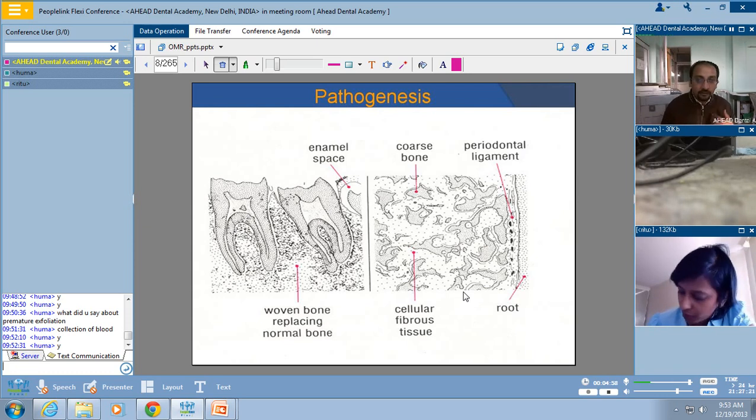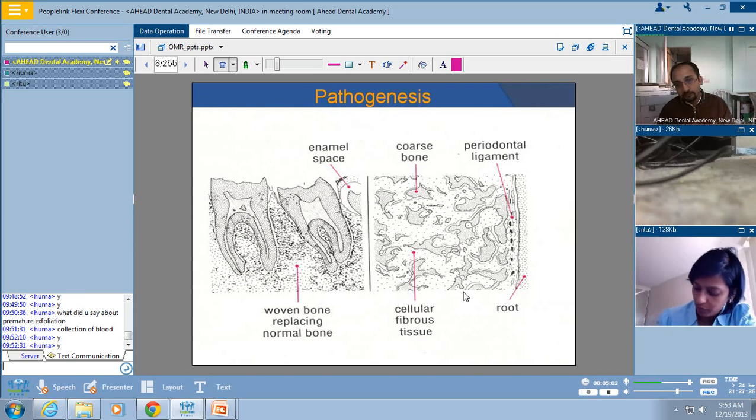But what they say is there is some sort of mutation in a gene which results in the replacement of the normal bone by the cellular fibrous tissue. Okay?